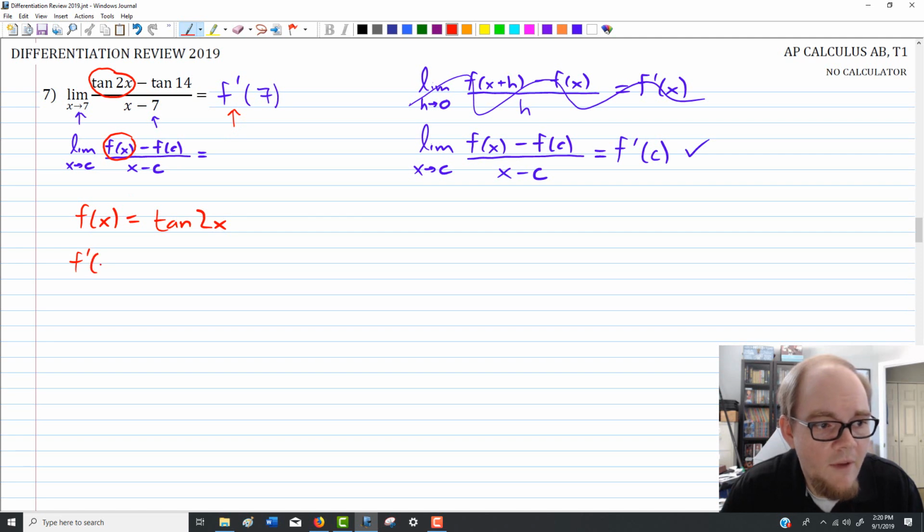So in order to find f prime of x, we need to pull out any possible derivative rule we can. In our case here, with tangent of 2x, it requires the chain rule. So in other words, in order for us to find it, we're going to need to actually use the chain rule first.